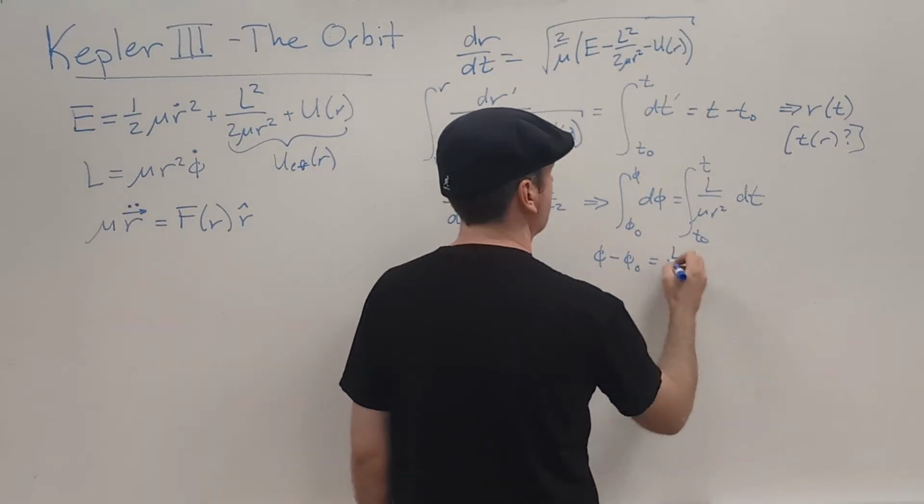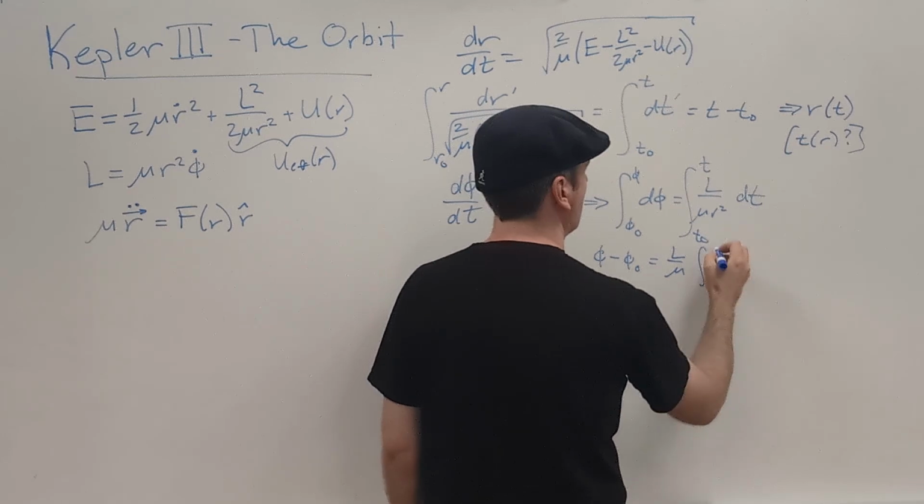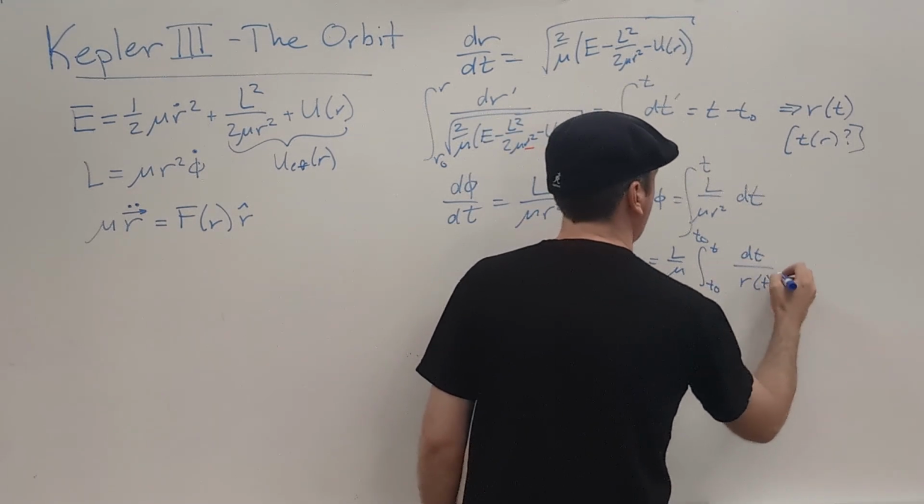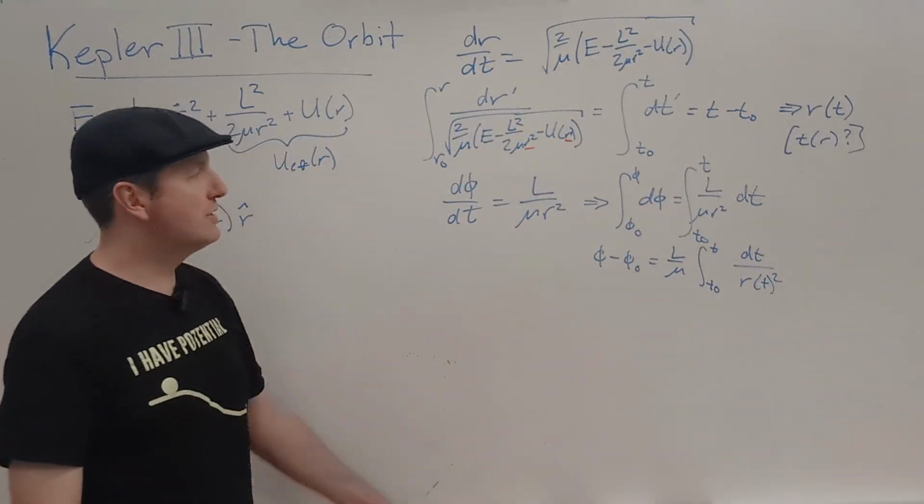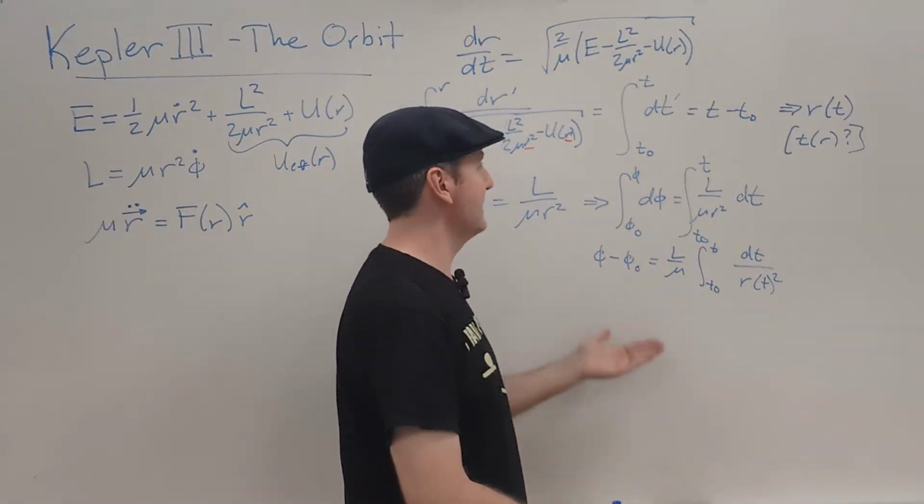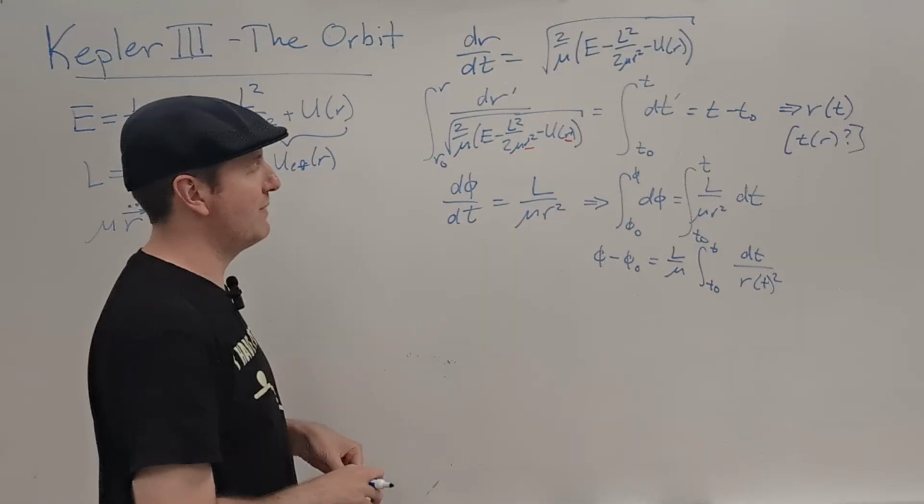This piece right here, the L and the mu can come out because those are constants. And then I'm going to have to know what r of t is, at least in principle, to be able to do this integral of 1 over r of t squared that comes from up here. Again, we don't even really know if we can get that based on how messy that integral might be.